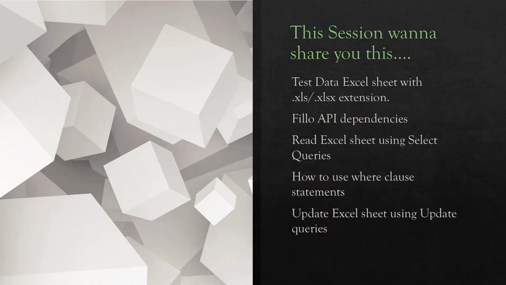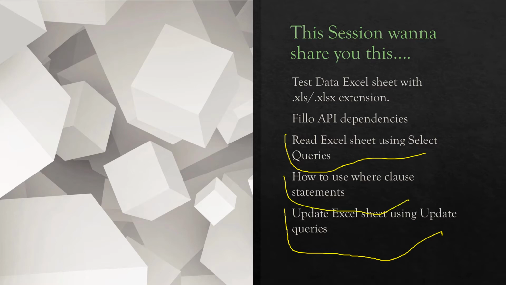So what is a Fillo API? Fillo API is a Maven dependency which is a CodeID product. The Fillo API basically supports .xls and .xlsx extension file types of Excel sheet. So what are the three actions this Fillo API can do here? It can read an Excel sheet using the basic select queries. It can update the Excel sheet using the update queries. And as part of these queries, we can also add the where clause conditions here. So let's quickly look into how to perform all these three actions as part of the Fillo API.